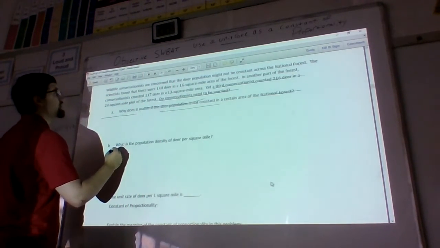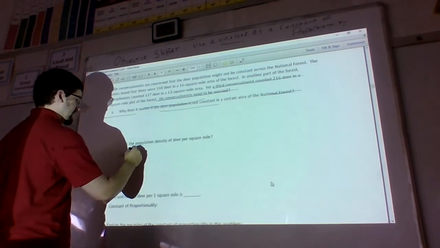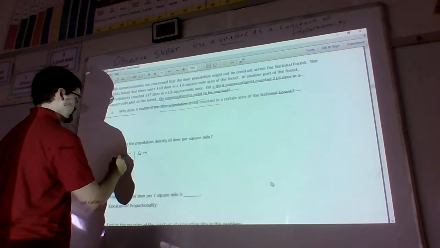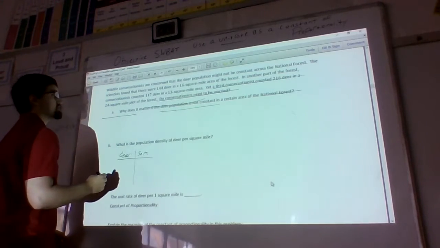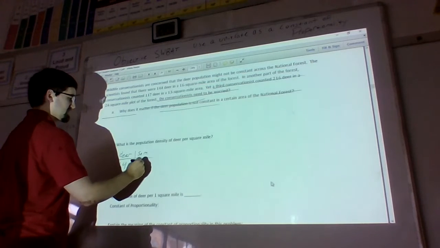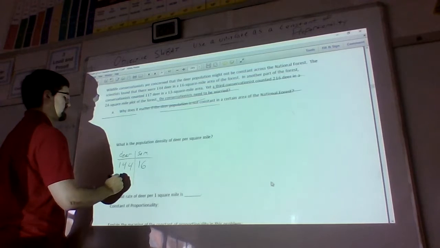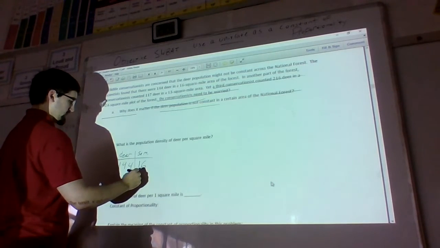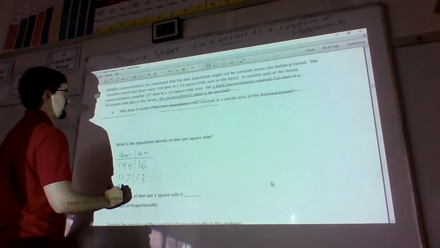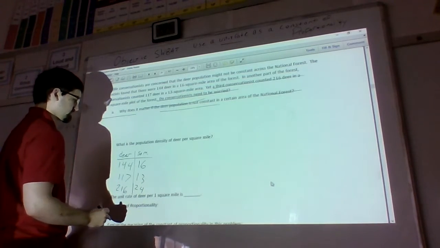On the left side, I'll put deer, and next to that, I will put square miles. Let's create our chart. We have 144 deer in a 16 square mile area. We have 117 in a 13 square mile area. And then we have 216 in a 24 square mile area.